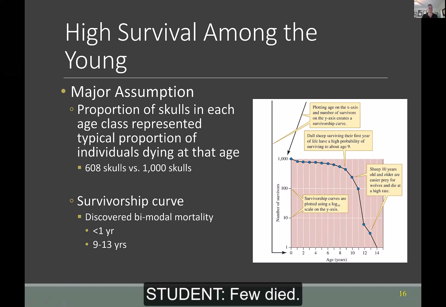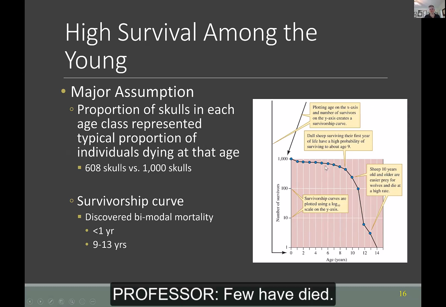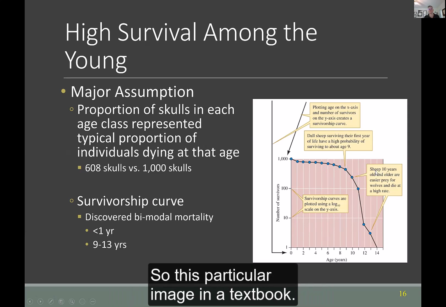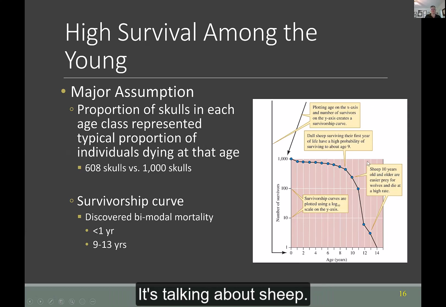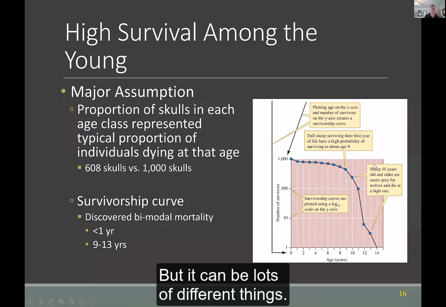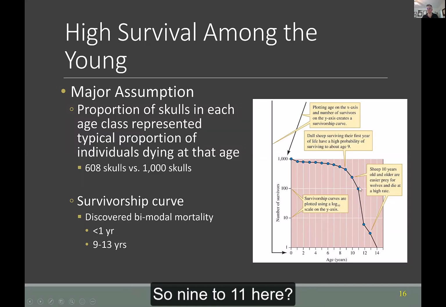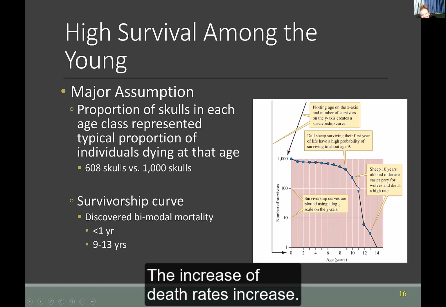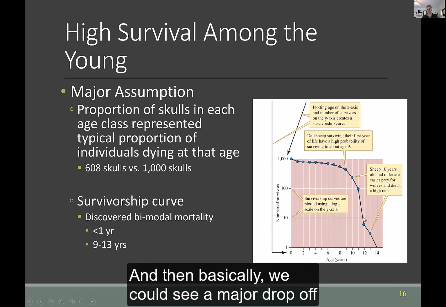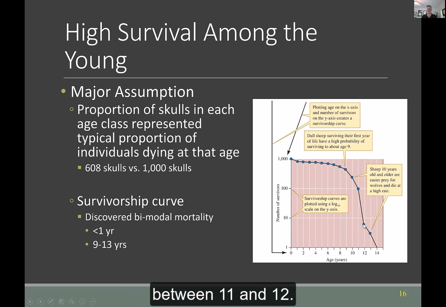Few died. Few have died, right? And then what happens? Oh, so this particular image is in the textbooks talking about sheep, but it can be lots of different things. So what happens in sheep around the age of 9? So 9 to 11 here. More die. Right, the death rates increase, right? And then basically we could see a major drop off between 11 and 12, and then so on.